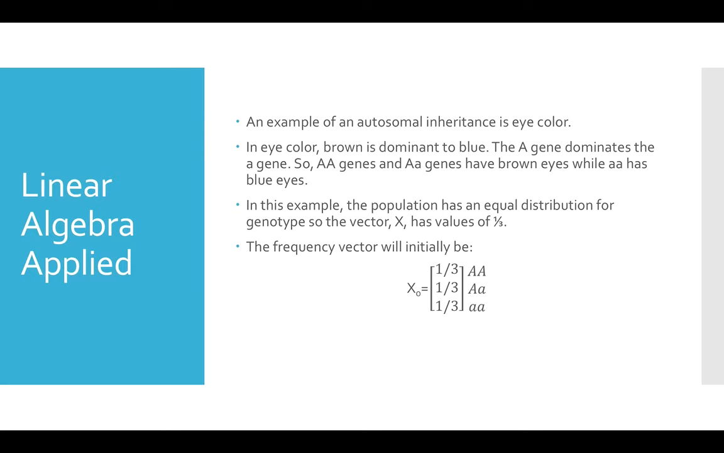So the example I'm going to look at is eye color. In eye color, brown is dominant to blue and any other eye color, but I'm going to specifically look at brown and blue. So the capital A gene dominates the lowercase a gene. So capital A capital A and capital A lowercase a genotypes have brown eyes, while lowercase a lowercase a has blue eyes. In this example, the population has an equal distribution for genotype, so the vector x has values of 1/3. The frequency vector will look like this.